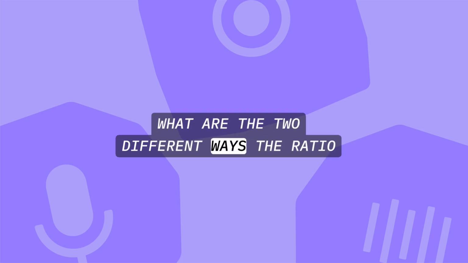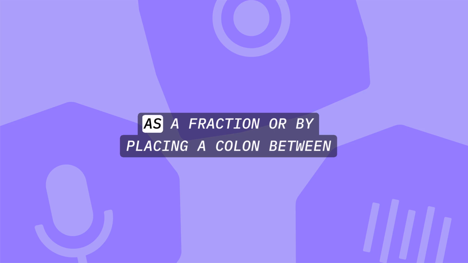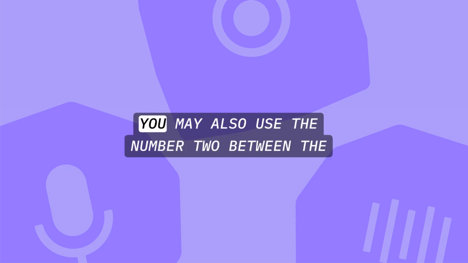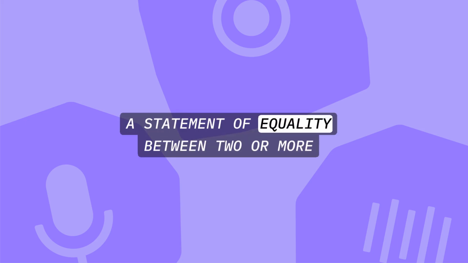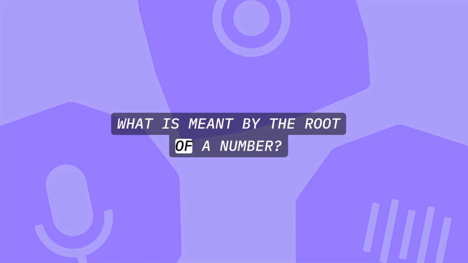What are the two different ways the ratio may be expressed? As a fraction, or by placing a colon between the two numbers. You may also use the word "to" between the two numbers. What is a proportion? A statement of equality between two or more ratios. What is meant by the root of a number?